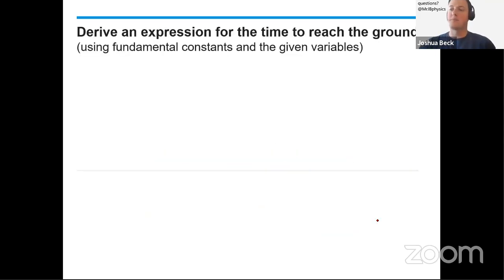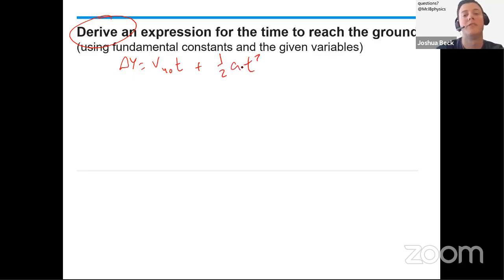Now let's attack this problem from a little bit different perspective. Let's derive an expression for the time to reach the ground. So derive, that's going to be starting with one of our equations and then using variables. So let's start with our equation here that we've been using. Now, under these circumstances, we know a few things. Based on this setup, the y velocity is going to be 0. So I end up with delta y, but I'm going to rewrite that in terms of the variables given. All right, I was given that variable as h.